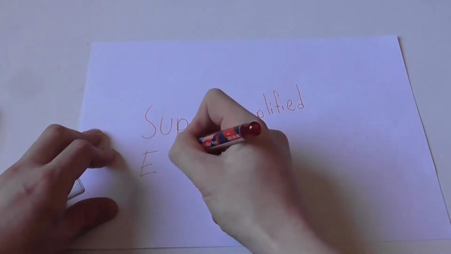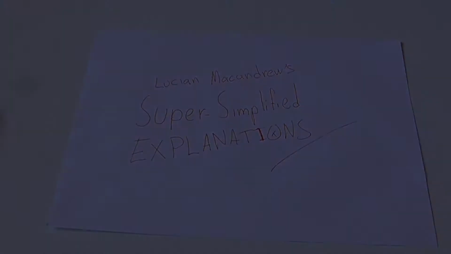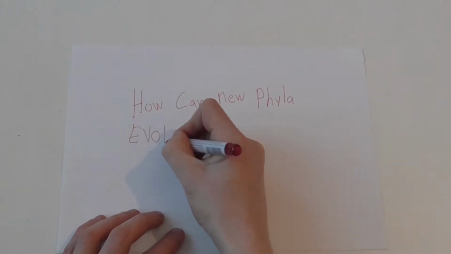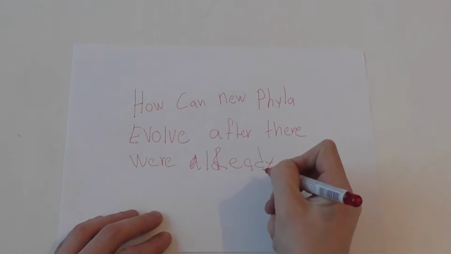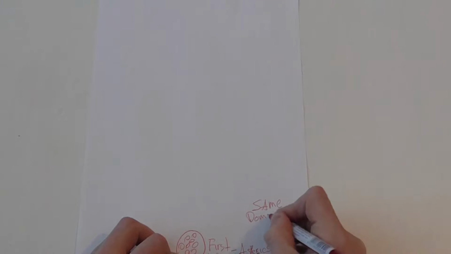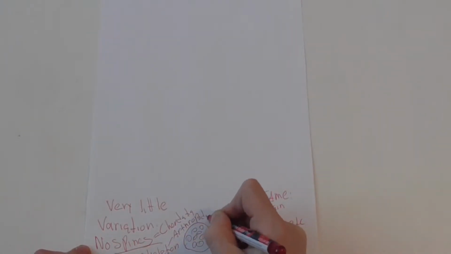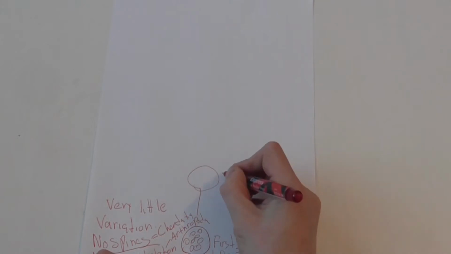Okay, so how can new phyla evolve after there were already several trilobite species? The first life form was a species. It had very little variation. It had the same domain, the same phylum, the same class, etc. So, for example, it had no spines, so it's not Chordata. It has no exoskeleton, so it's not of the phylum Arthropoda. So because of the lack of variation, you can't divide this up into different domains and phyla.